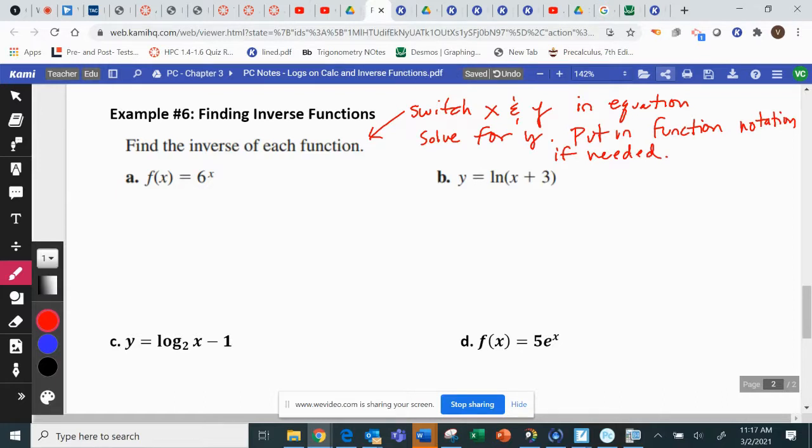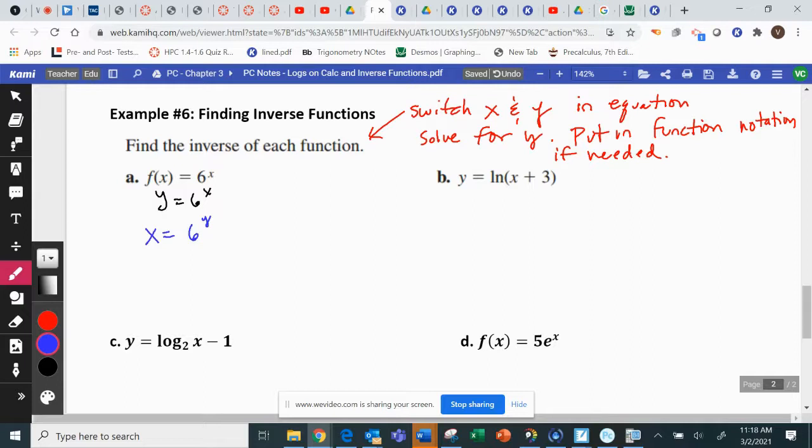We're going to just start by switching the x and the y. So the very first equation is a function f of x equals 6 to the x, so there's no y. So I'll put in a y first. y equals 6 to the x. Now we get a y. So switch x and y, and we get x equals 6 to the y. So I made the inverse by switching the x and the y. But we have to solve this for y.